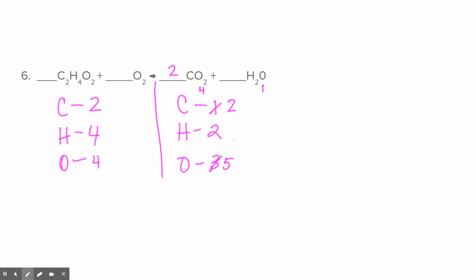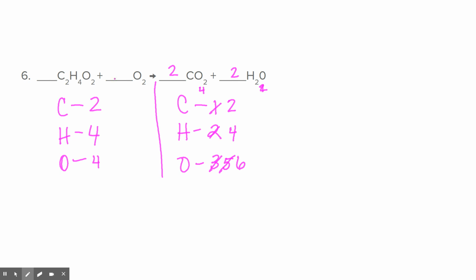The next thing that doesn't balance is my hydrogen. 4 hydrogens here and only 2 here. So I'm going to put a 2 as a coefficient. That changes my hydrogen to 4. It also changes my oxygen. Oxygen, now I have 2 here and 4 here for a total of 6.